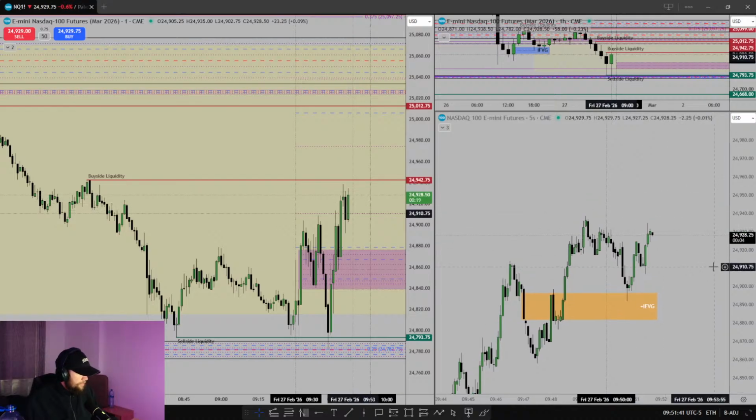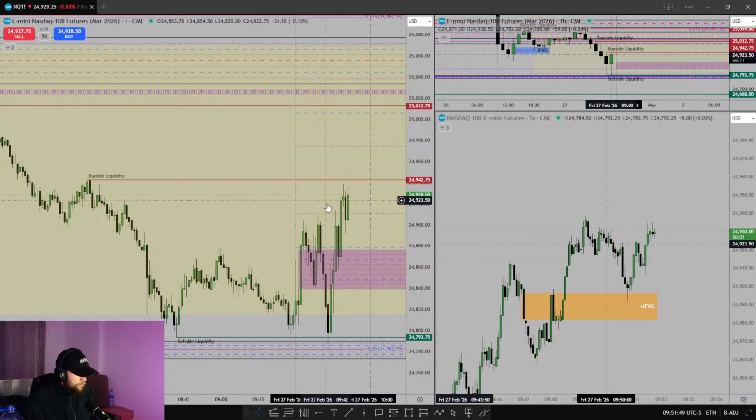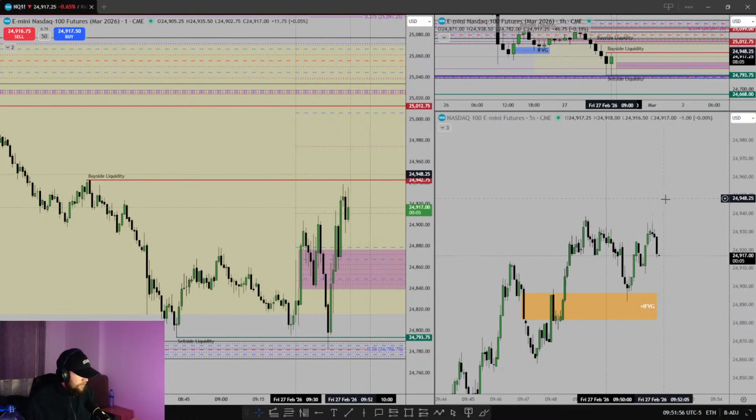I mean, it's fine with running without me. It would have been 30, 35 handles. But you can see how I lined up the inversion fair value gap with a 1 minute order block here. So let's see if it wants to reach into that.